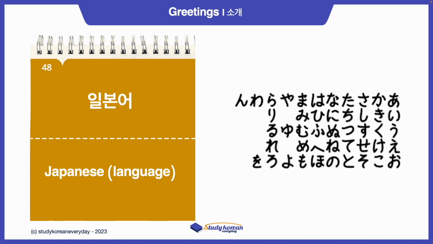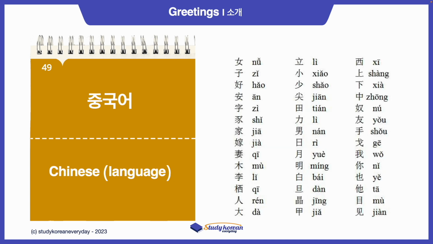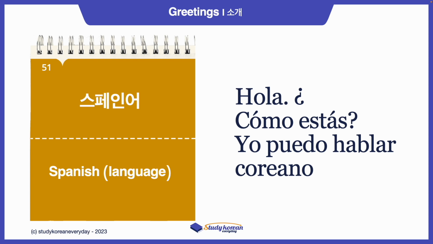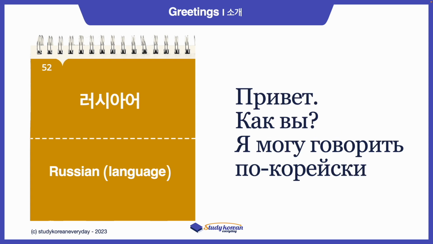일본어. 일본 means Japan. 어 means a language. So 일본어 means Japanese language. 중국어. 중국 means China and 어 means a language. So Chinese language. 프랑스어. French language. 스페인어. Spanish language. 러시아어. Russian language.